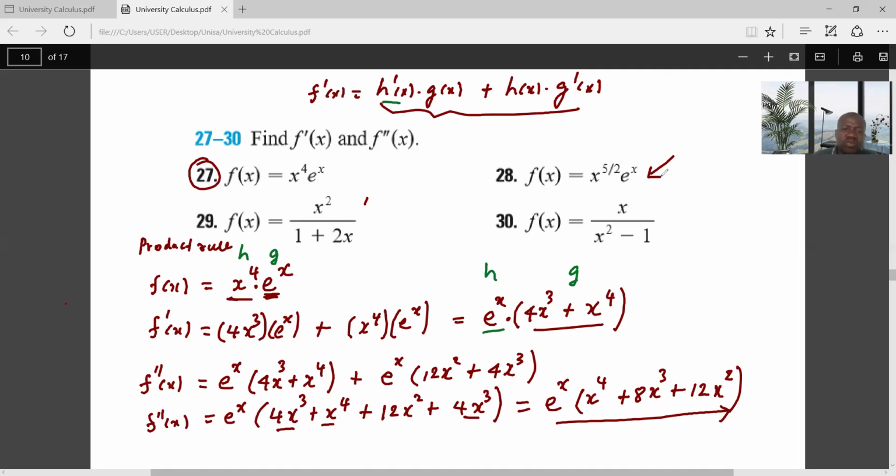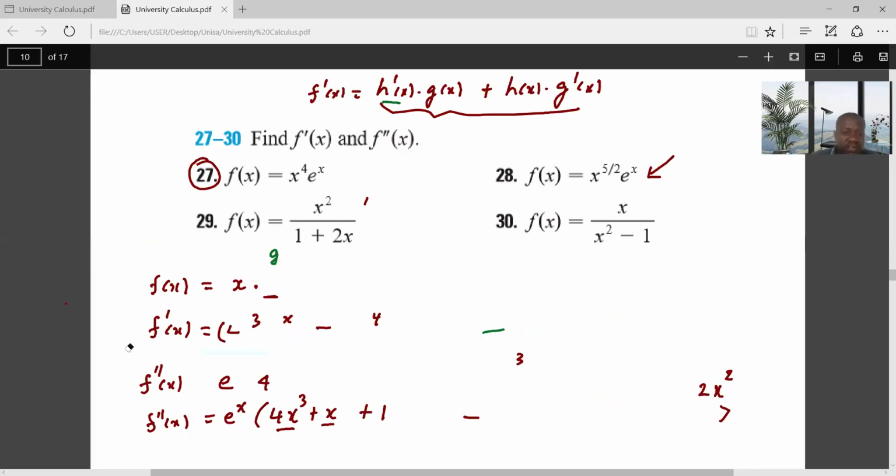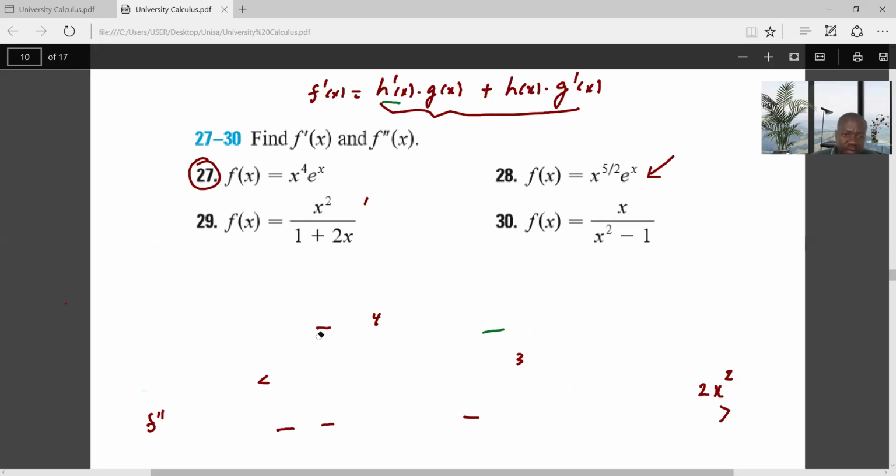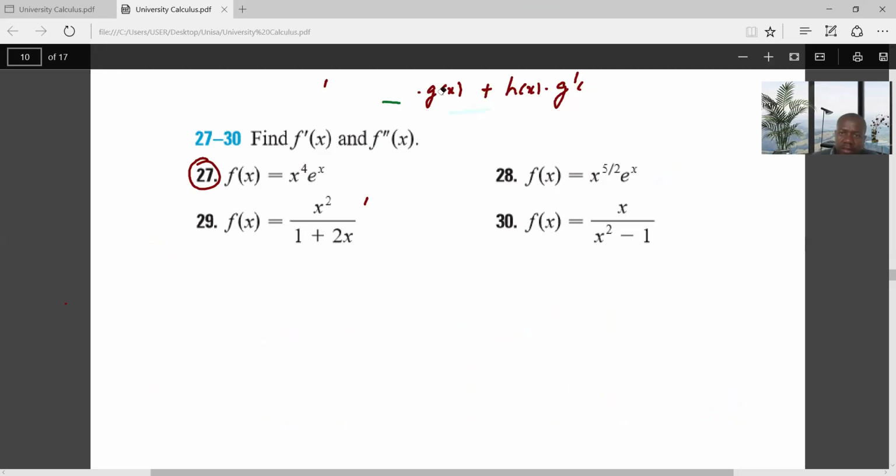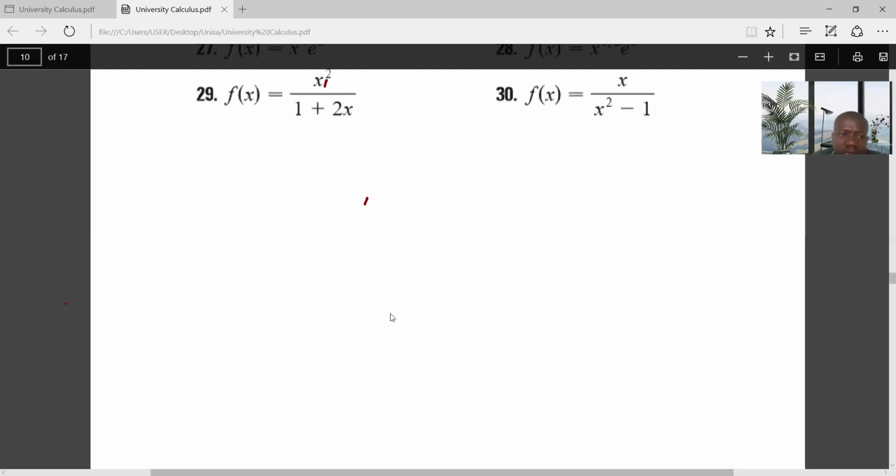Right, let's choose between 29 and 30. Okay, we'll try 30 or even 29, but let's just do number 30. Number 30, what do we have? f of x equals x over x squared minus 1. So number 30, what are we given?